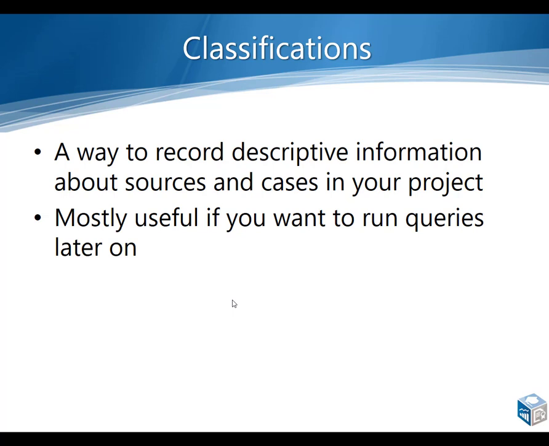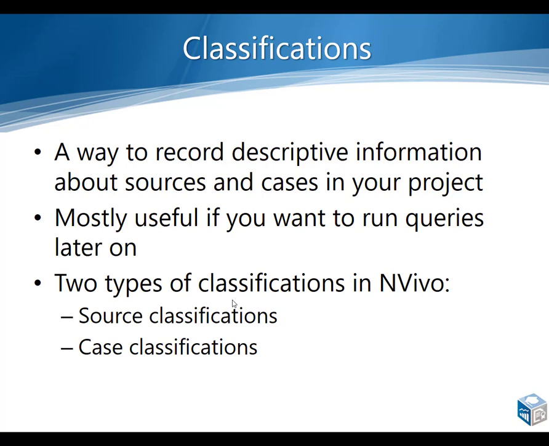So for example, you might like to compare what was said about a particular topic by the males versus the females. They can be used for other purposes, but queries would be the main reason for setting classifications up. There are two types of classifications in NVivo, source and case classifications. I'm going to have a look at both of those so that you can understand the difference.